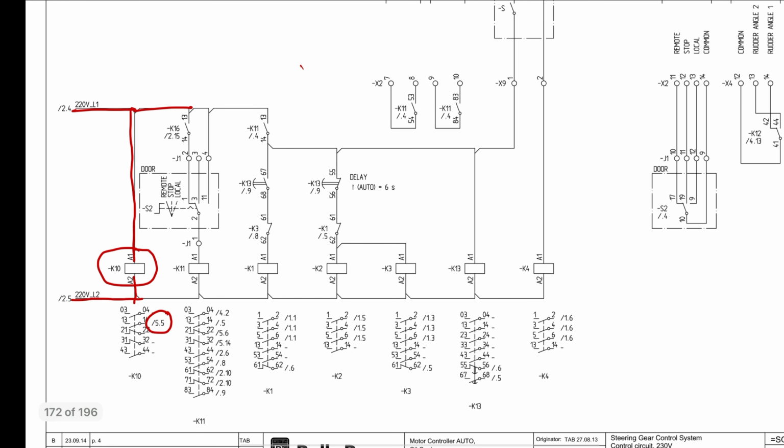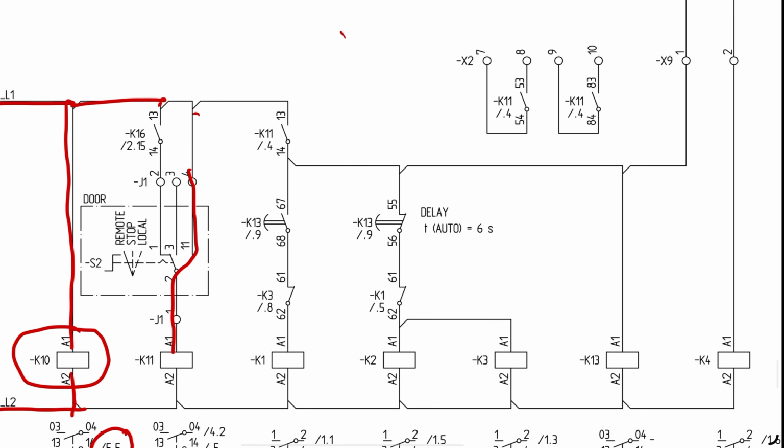We have the start button here, remote, local and stop. If you are starting locally, it will start from here, but if it has to be started remotely, it will come through the K16 contact here. So we have the K16 contact here, you can see. Also we can see the location of K16. Where is the K16 relay located? You can see 215, so this is page number 2 and coordinate 15.